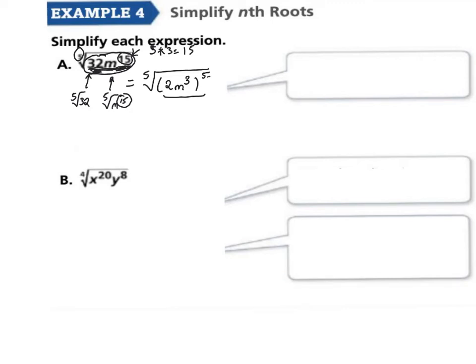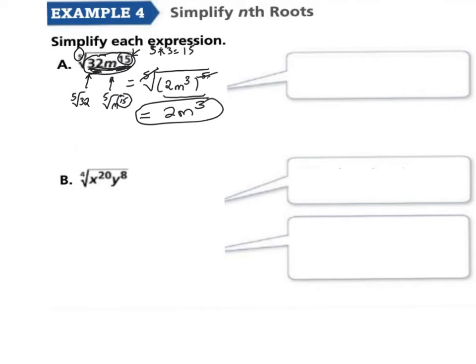All right, now, because we have them all to the fifth power, we can cancel out the fifth power and the fifth root, and it just leaves us what's left in that parentheses, which is 2m cubed.